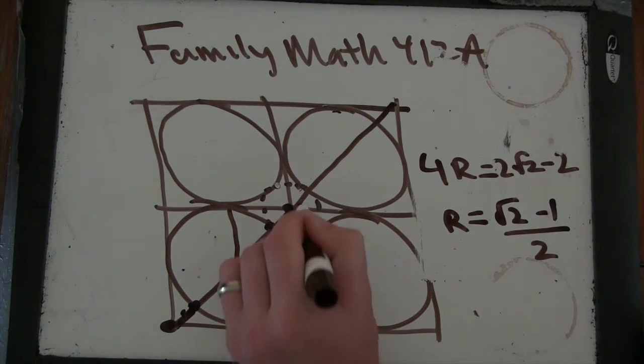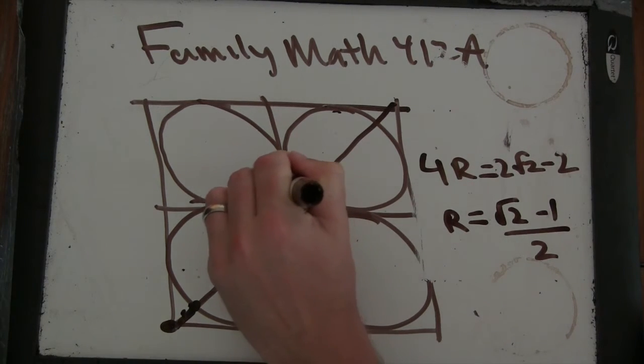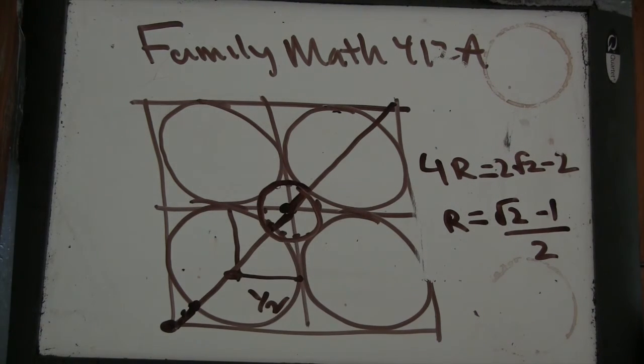Very good. So we found the radius of this small circle on the inside. Awesome. All right, let's move on to the next problem.